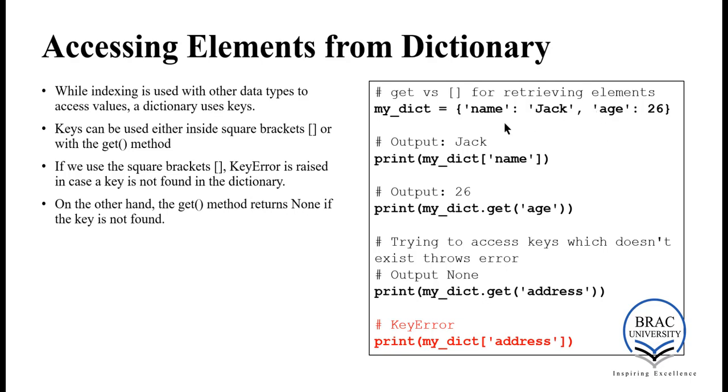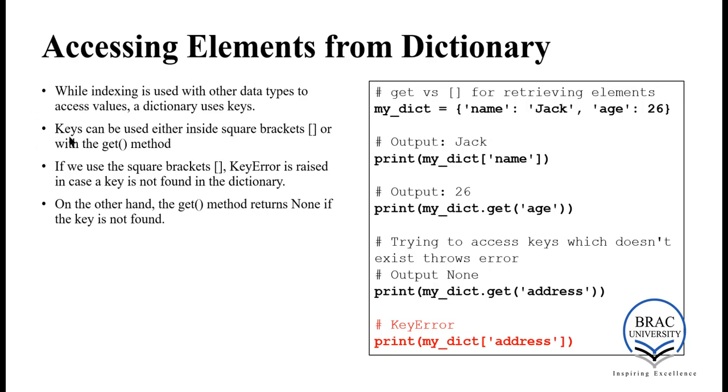Whenever I try to retrieve the value of name, it will show me Jack. If I want to retrieve the value of age, it will show me 26. How? I just need to write the dictionary name, then the square bracket and the key. If I know the key, I will definitely know the key's value. So if I try to print this one, it will give me the value Jack. So the output will be Jack. In case of my dict age, the output will be 26.